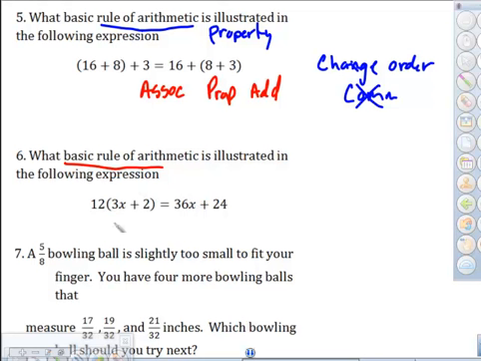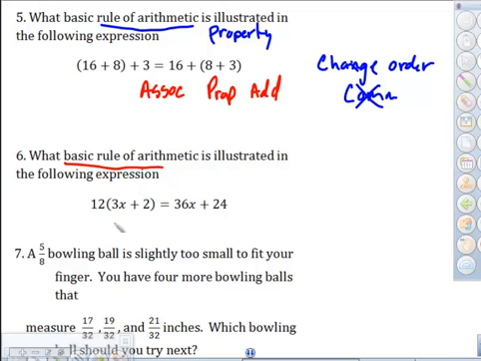I see 12 and, well, if I were to distribute this, because I see that there's no parentheses over here, 12 times 3 is 36, and then 12 times 2 is 24. So that's what's happening here. We got the distributive property. Okay? Not too bad.